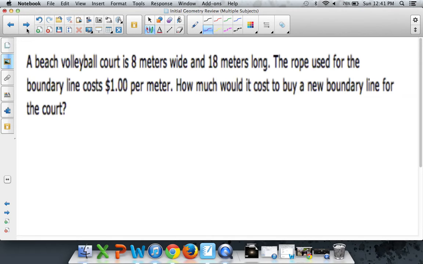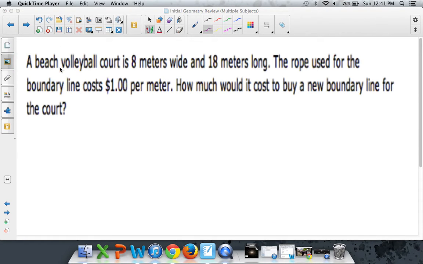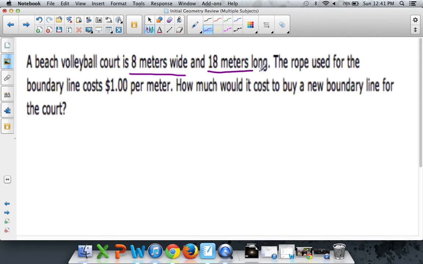Here's a word problem where every little bit of it's kind of like a clue. Please pay attention so you know what to do. I didn't mean to rhyme, I just happened to. A beach volleyball court is 18 meters long and 8 meters wide. What does that mean? We can draw that.